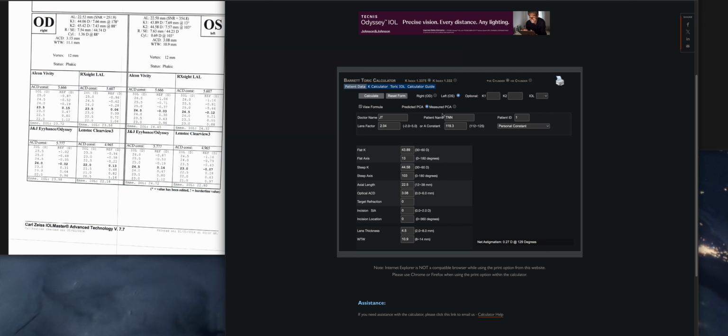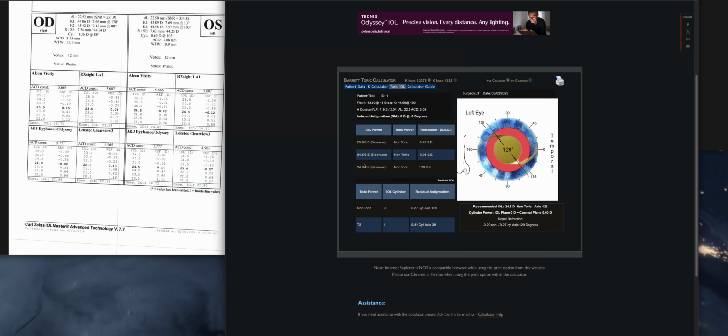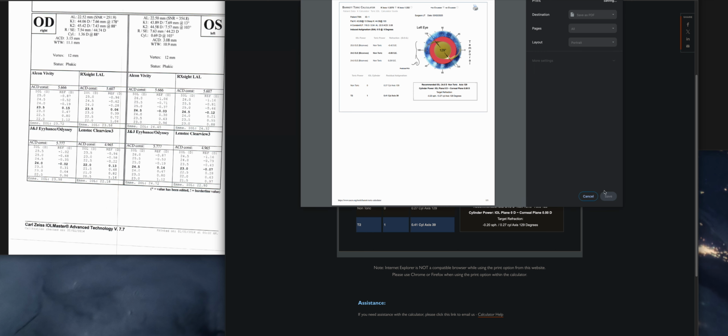Calculate there. In this case, we're going to use a 24.5 non-toric, and that looks great. And first minus, perfect, perfect. I think we're on number 14 there. Oh no, was it going to freeze?